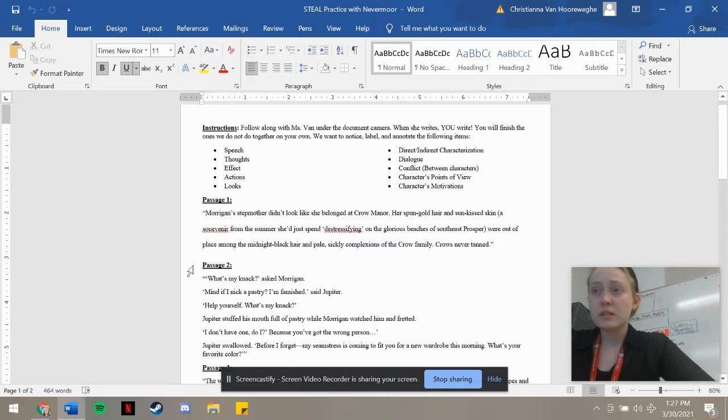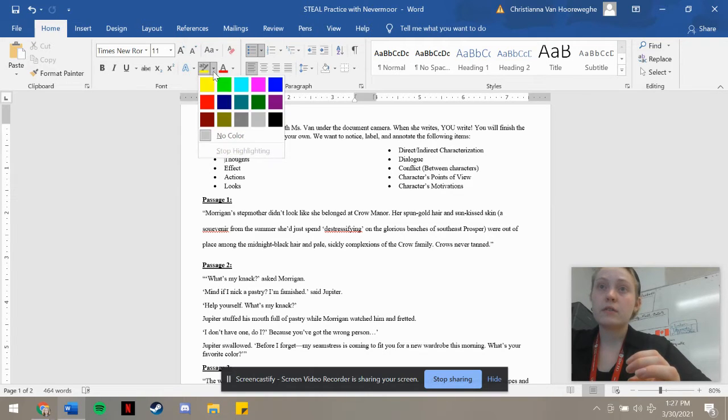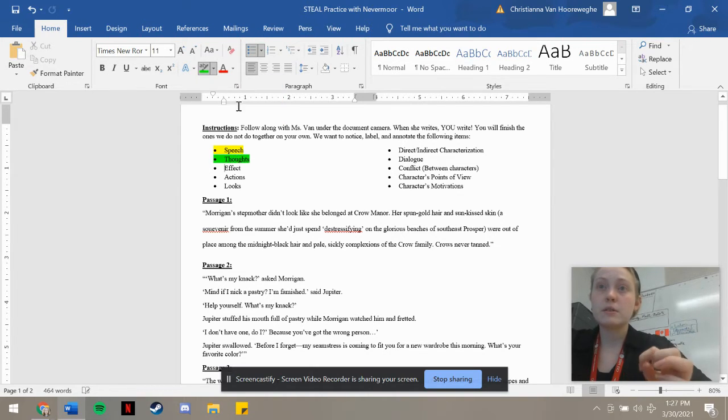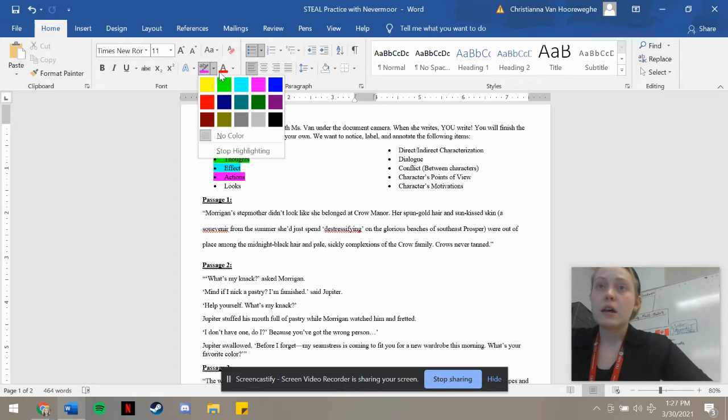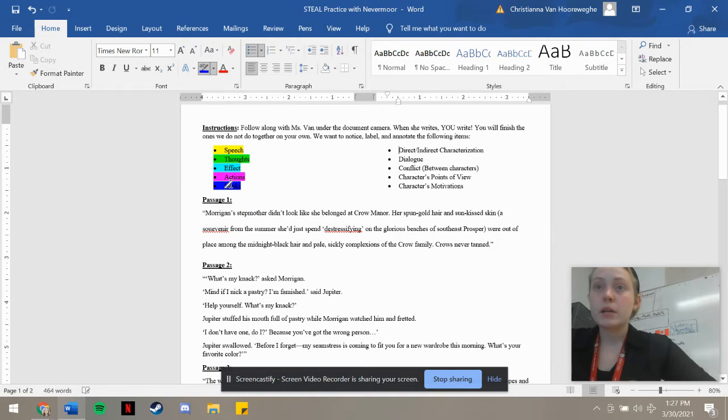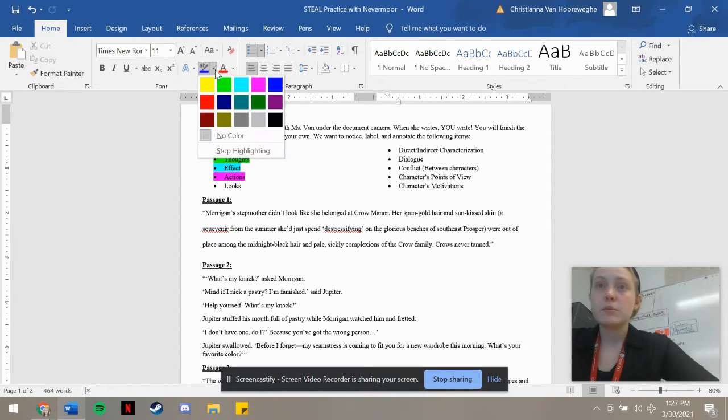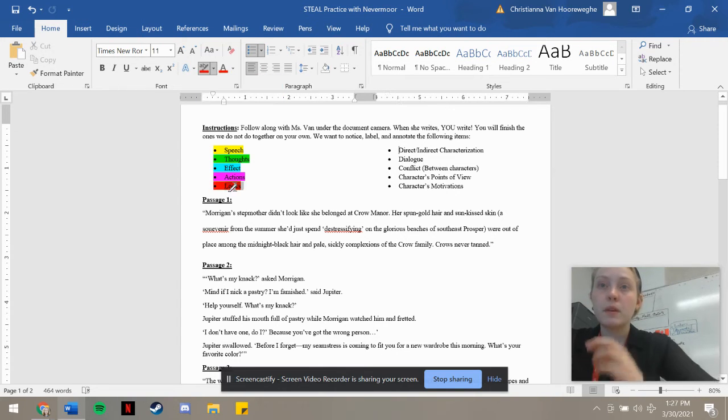So we're going to look at a couple of examples that will help us identify some of the speech, thoughts, effects, actions, and looks of some characters. I'm going to highlight certain things in different colors to help us identify these things more clearly, and then you guys can just follow along. I'm going to give you a couple. You can't really see that one too well, so let's do a different color. We'll do red. Okay, let's take a look at this first passage here.